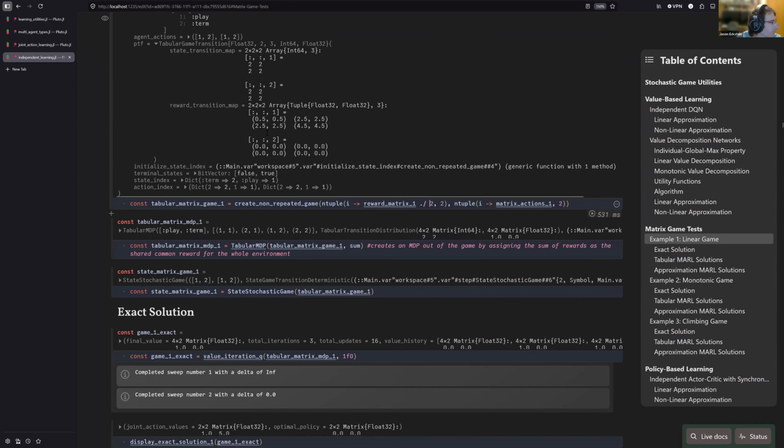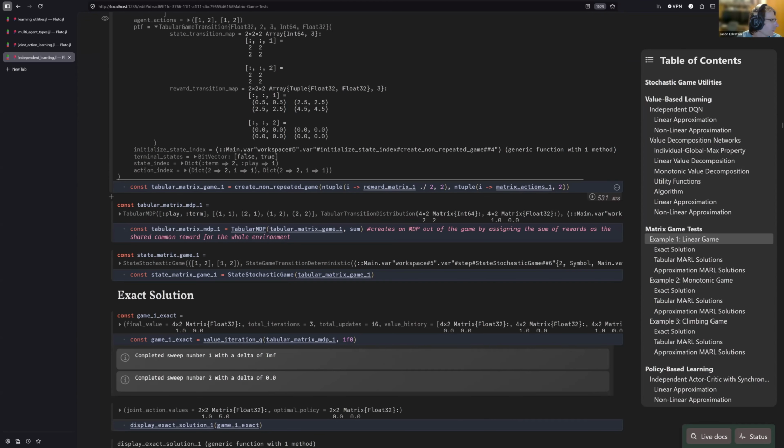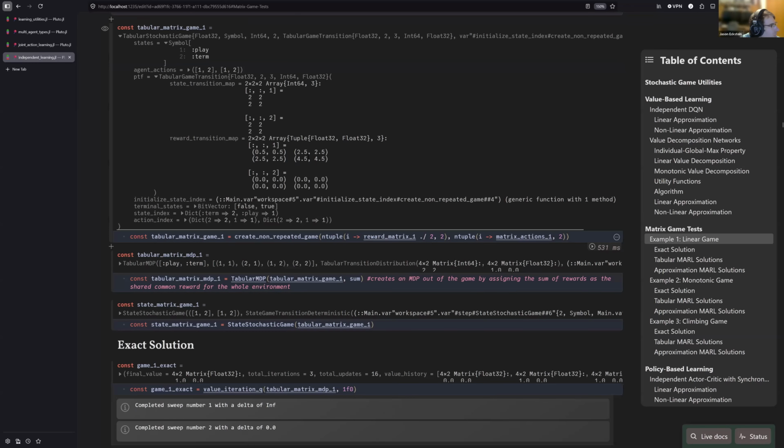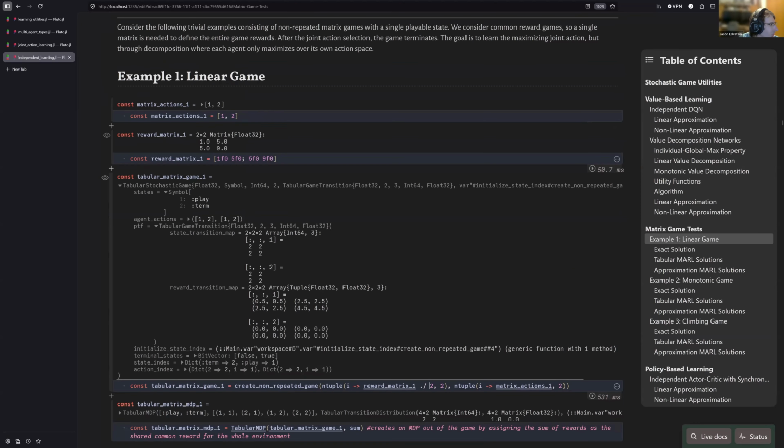Okay. That should be it. Oh, I think it's confusing here because the way this is being broken out is a little confusing because it's not for each agent. But basically, each agent's reward matrix should just be this divided by 2. So it should be 0.5 and then 2.5 here on the corners, and then 4.5 for this action selection.